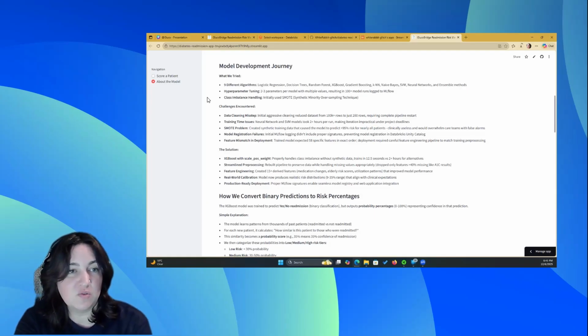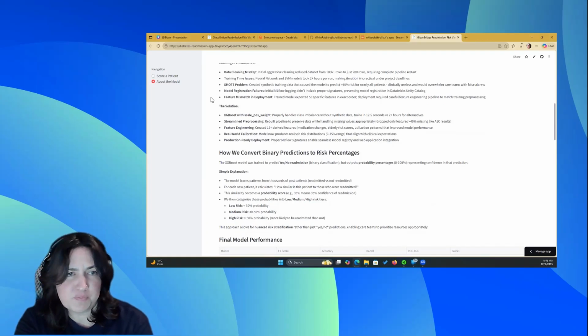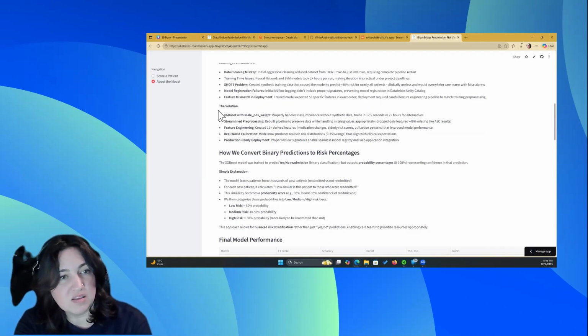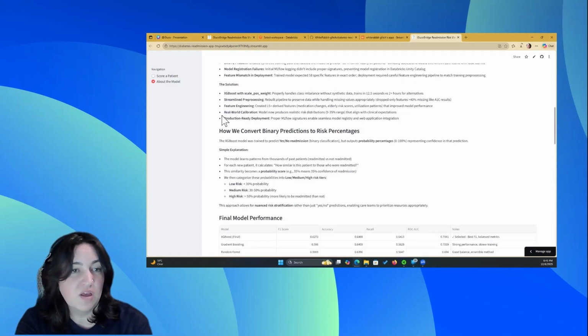I did originally use SMOTE to deal with the imbalance in data. Unfortunately, this caused some issues where every single patient was being flagged as high risk. So I went back and changed that to a different handling. There were also, like I mentioned before, some training time issues where some of the models were taking quite a long time to run and were not giving me the improvement in scores that would have allowed for that to continue. So some of those I did have to cut a little bit short.